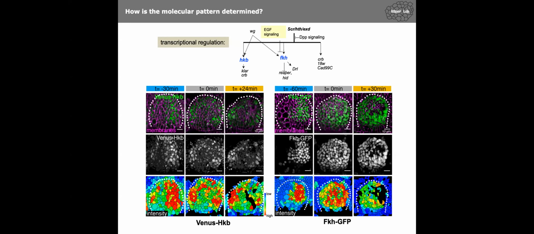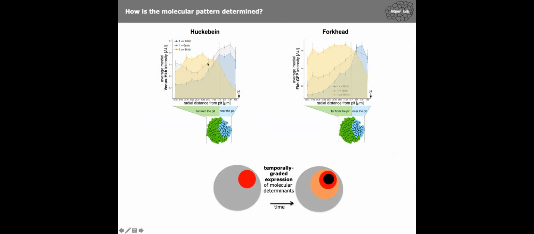And so if we now analyze the intensity of hookabine and forkhead across the tissue, if I just summarize that, what we can see is, and so in this plot, we have at the bottom here the radial distance from the invagination point in the corner of the primordium, this is called pit, which is on the right here. And then intensity, and we have here three different time points. Basically, we can see that for both hookabine and forkhead, the expression really starts very strongly in blue here near the forming invagination point, and then slowly spreads out further and further anteriorly across this placoid. So this temporally graded expression of these two upstream factors is definitely happening.